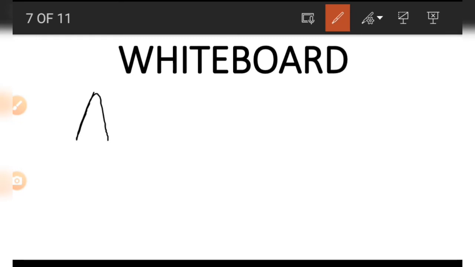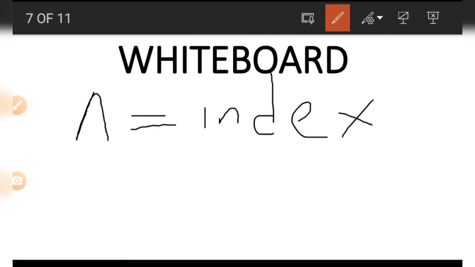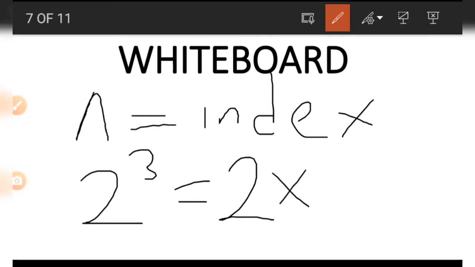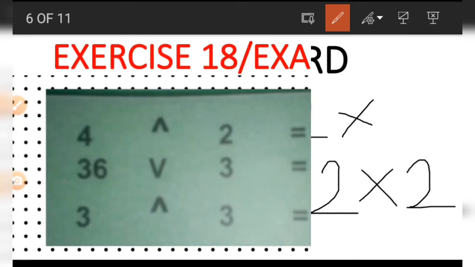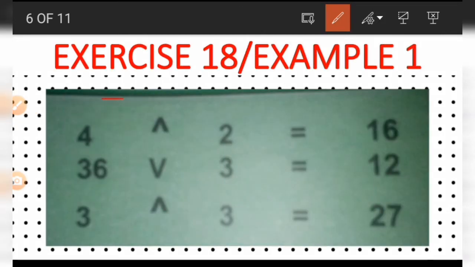Alright, now let's deal with the inverted V. Let's see what it really stands for. Since it represents index, how do we best explain this index? We said index is the singular of indices. Then if we have a number like 2 raised to power 3, as we saw in the example, it means 2 will be written as a product in 3 different places. That is 2 times 2 times 2. Alright, so this is how it is.